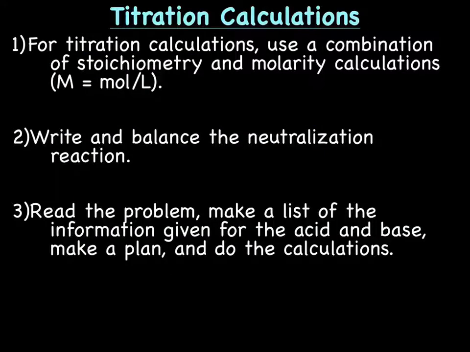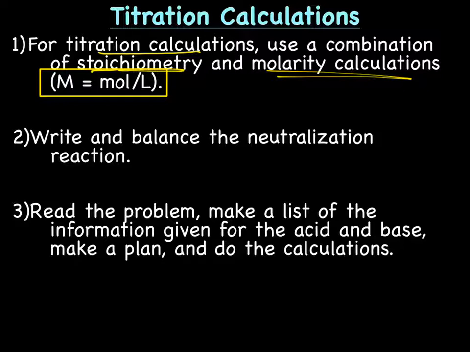All right, so now titration calculations. This is what you would do using a pencil and a piece of paper and probably a calculator. For titration calculations, we're going to use a combination of stoichiometry and molarity calculations, using molarity equals moles divided by liters. So the first thing you're going to do is write and balance a neutralization reaction.